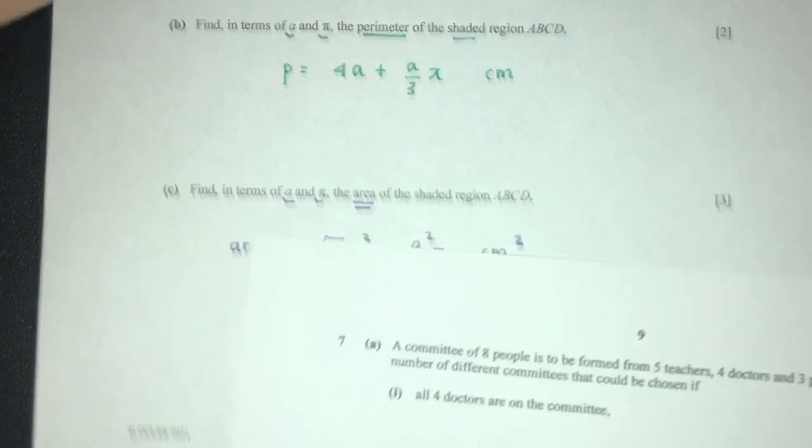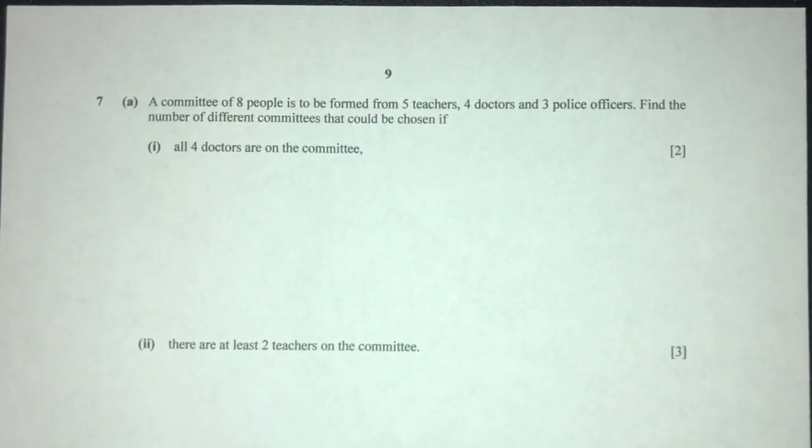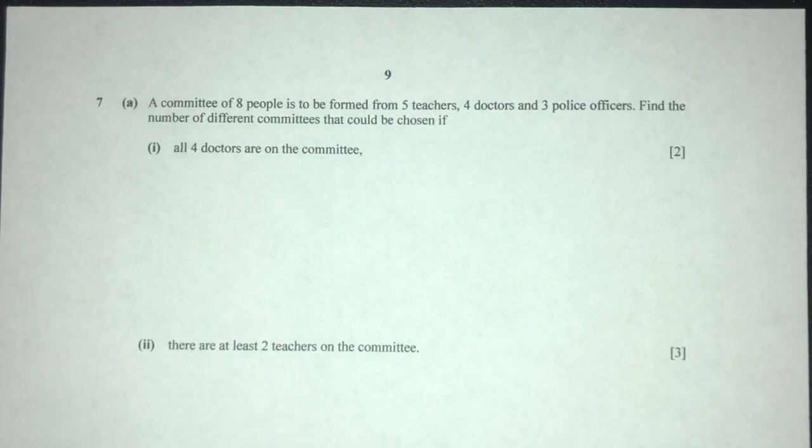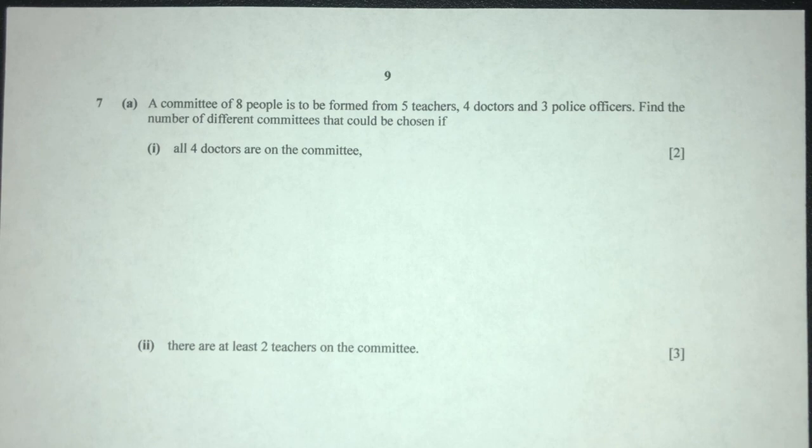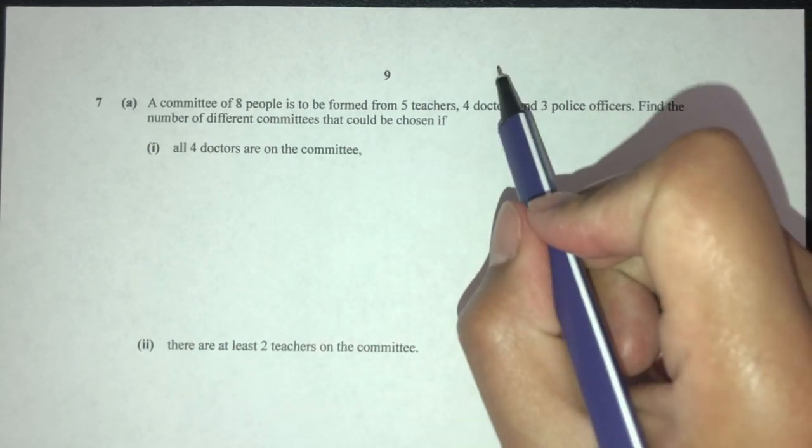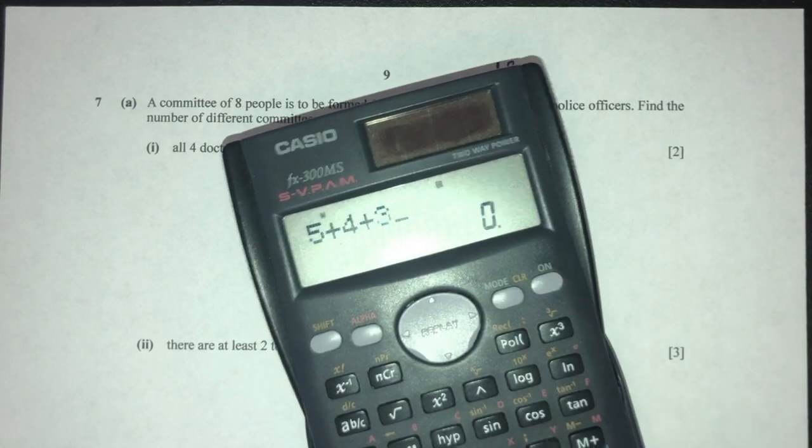Now let's move on to question number 7. So let's see, what do we have here. Here we have a committee of 8 people to be formed from 5 teachers, 4 doctors, and 3 police officers. So let's add them together. 5 plus 4 is 9, plus 3 is 12. So together there will be 12 people.